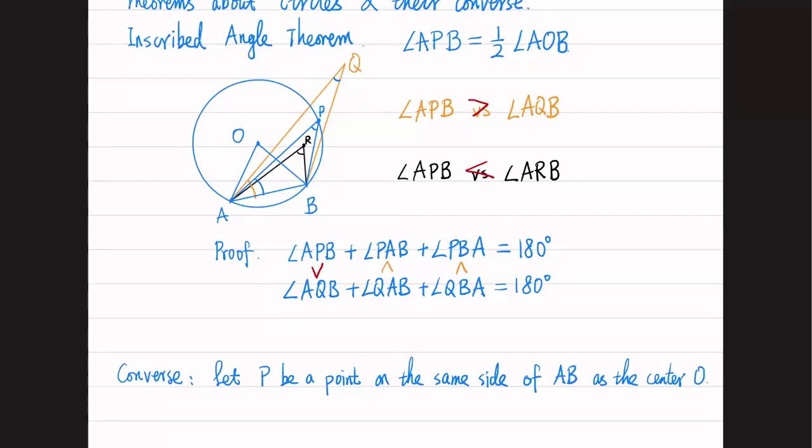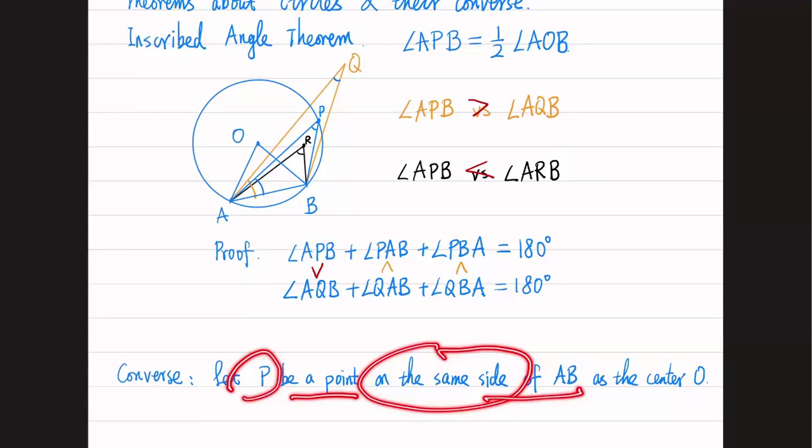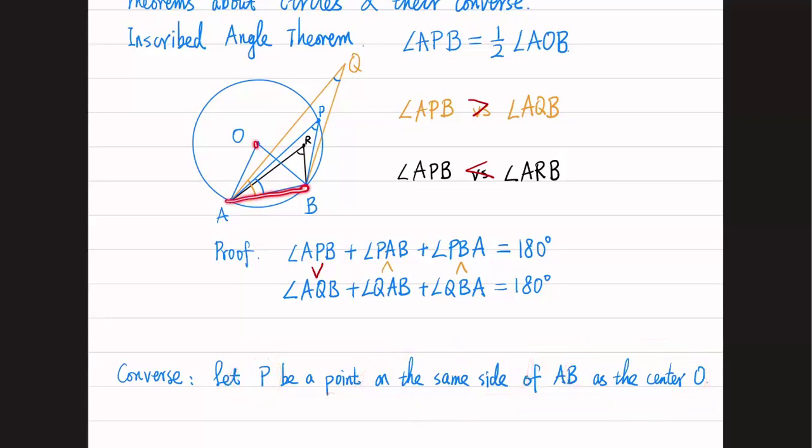Okay, let P be a point on the same side of the chord as the center. So we have a chord, center. We consider any point on the same side as the center. Maybe here, maybe there, as long as it's on the same side. Let me extend this line.